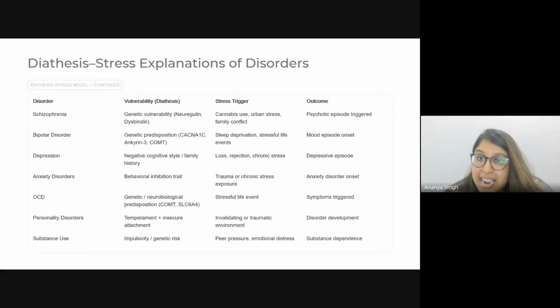Stress triggers that are currently identified are cannabis use, urban stress, and family conflict. While there's urban stress, there is also poverty or deprivation. These are also identified, as there are theories that say schizophrenia is caused more in the less developed cities than others. Then there's bipolar disorder.